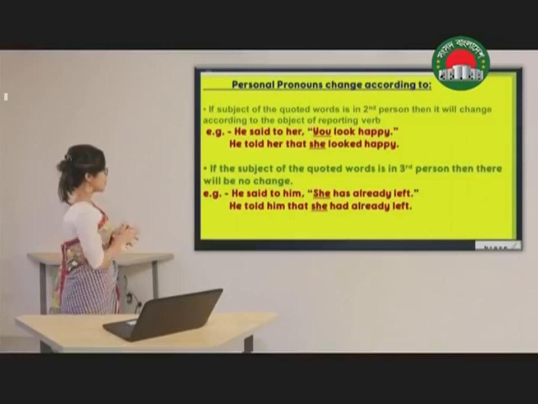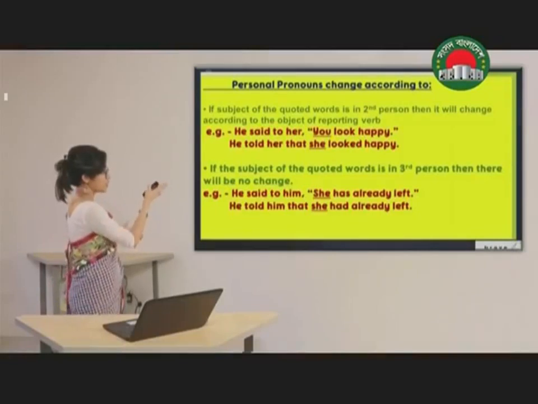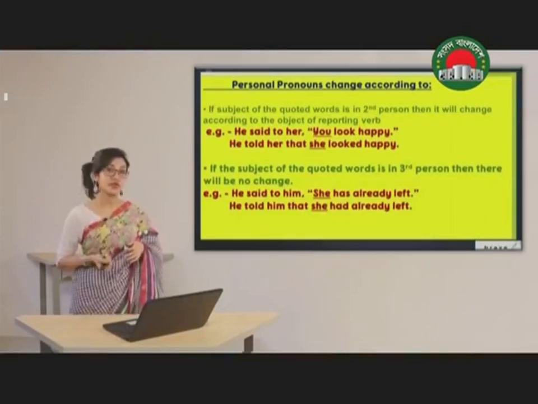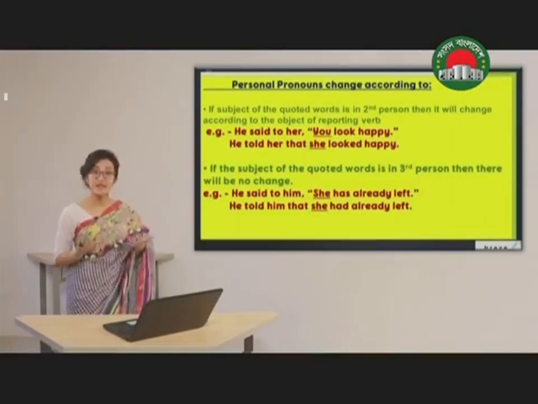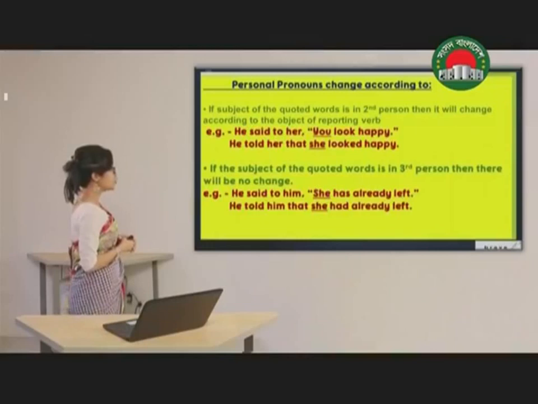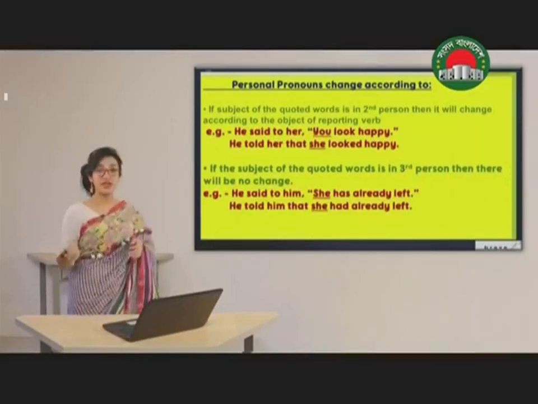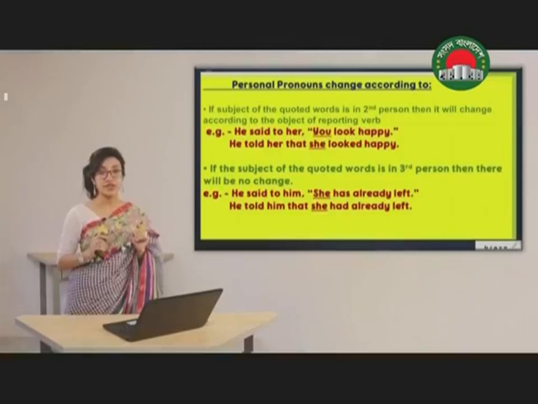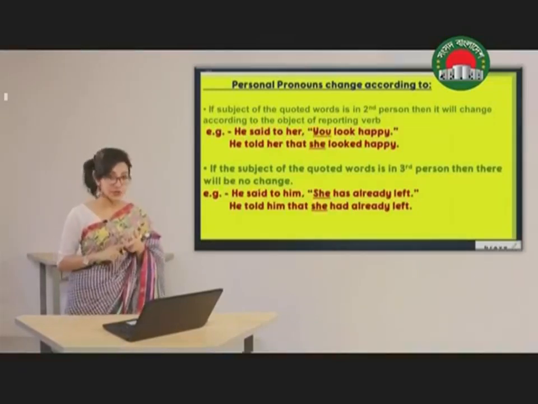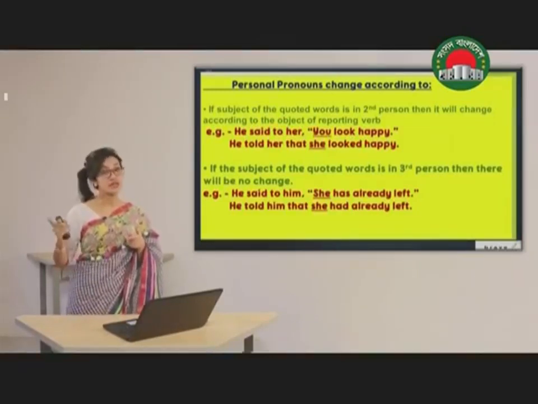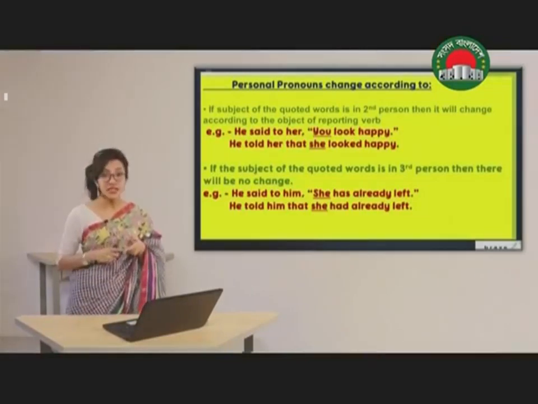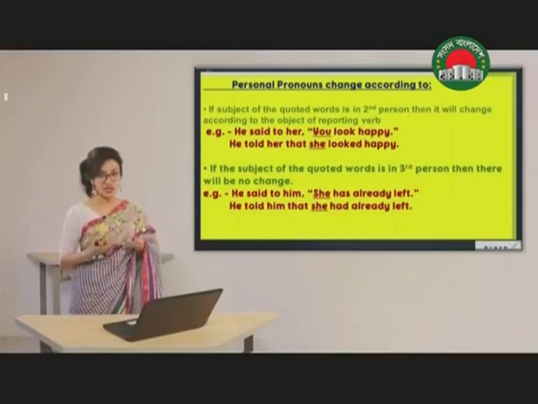So, he said to him, she has already left. As you can see, she is third person singular number. For that reason, I haven't changed it. I have written, he told him that she had already left. So dear students, make this clear in your head that if you have first person, you're going to change it according to the subject. If you have second person, you're going to change it according to the object. If you have third person, you're not going to change it.